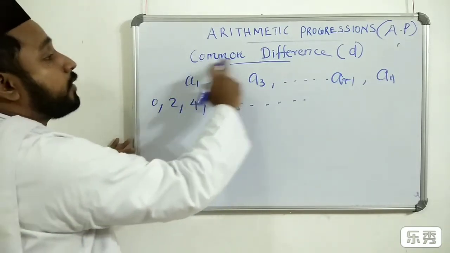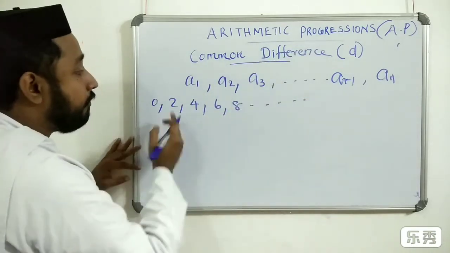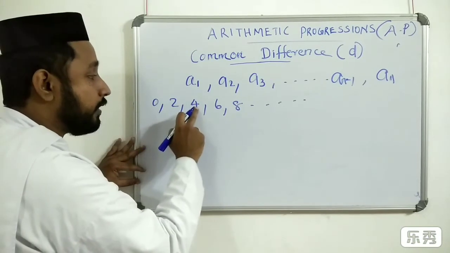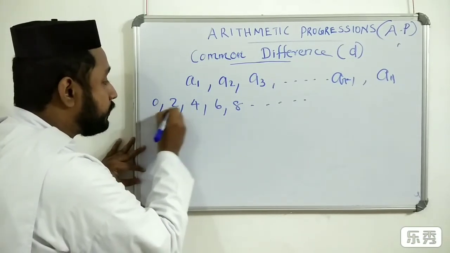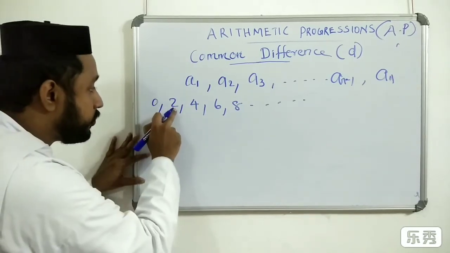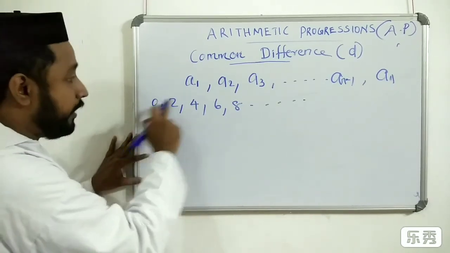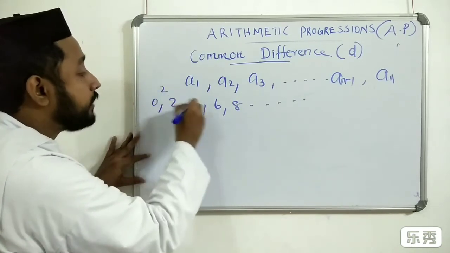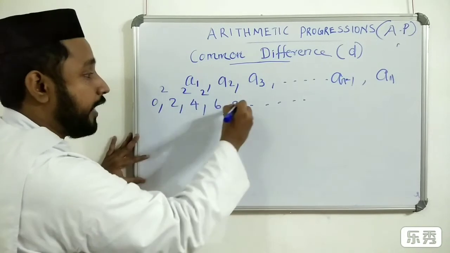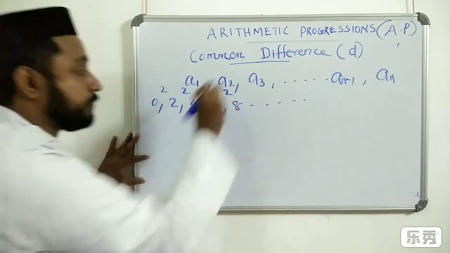So in order to find the common difference D, the difference between two consecutive terms is the same. The difference between 2 and 0 is 2. The difference between 4 and 2 is 2. 6 minus 4 is also 2. 8 minus 6 is also 2.